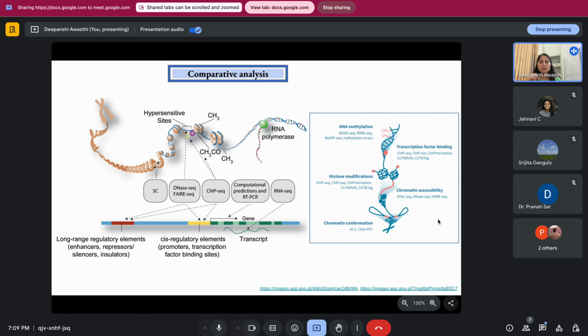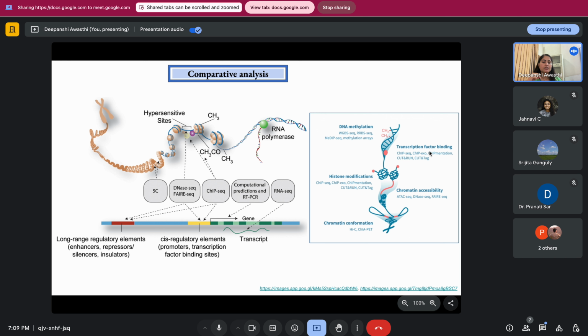Okay, so now I have provided here the comparative analysis just to remember all these things which we have studied so far. If you look at the right side figure, if you want to study DNA methylation patterns, which techniques can you use? You can use whole genome bisulfite sequencing, reduced representation bisulfite sequencing, then MeDIP, which is the methylated DNA immunoprecipitation sequencing, and methylation arrays. These all techniques can be used to study DNA methylation.